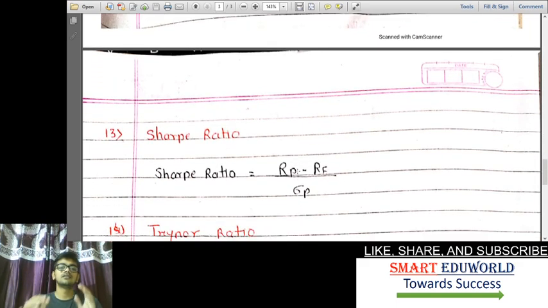Then the Sharpe ratio formula is RP minus RF, return from portfolio minus risk free return, divided by standard deviation of P. When there is Sharpe, there is standard deviation S. So learn it like this, this is a basic trick. The formula is return from portfolio minus risk free return divided by standard deviation P.